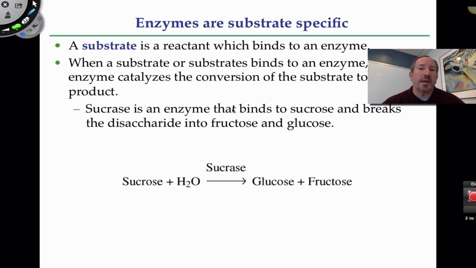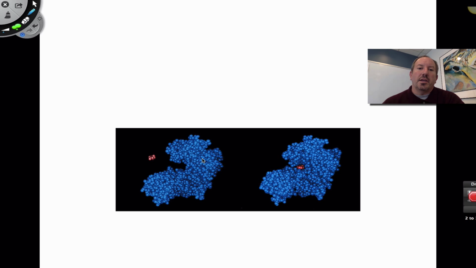You want specific reactions to be sped up or slowed down because the traffic flow is going to be different from time to time in different areas. And so substrates bind to an enzyme very, very specifically. It's only sucrase that has eyes for sucrose. You can see here in this computer-enhanced model of an enzyme, all of these blueberries are amino acids, and here's the substrate. Only this one substrate is capable of fitting into this one crevice of the protein.